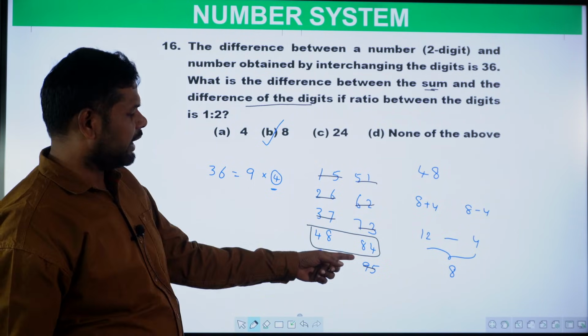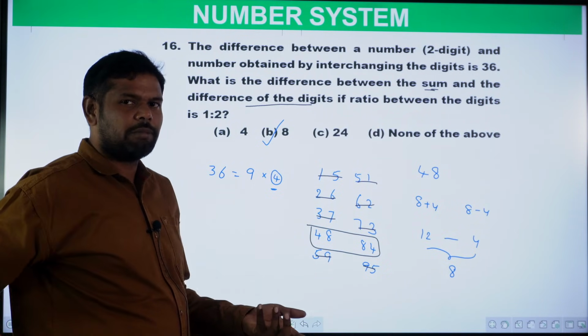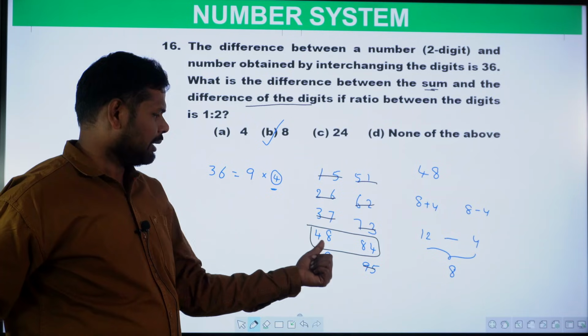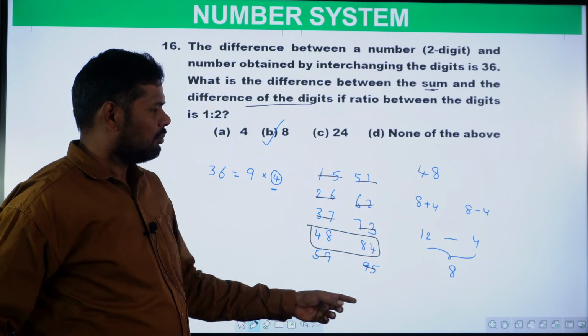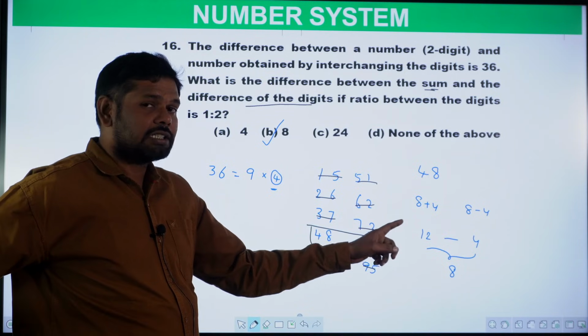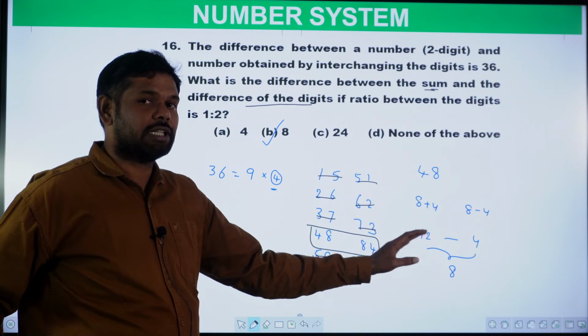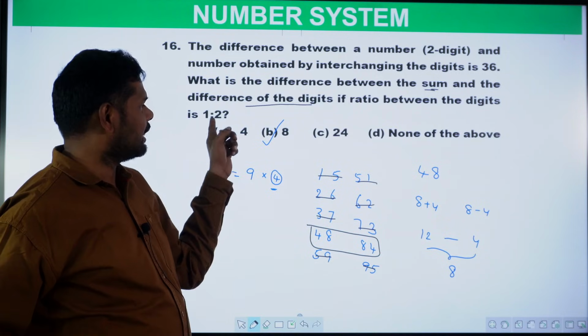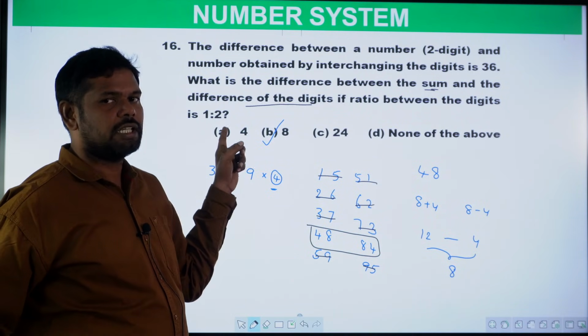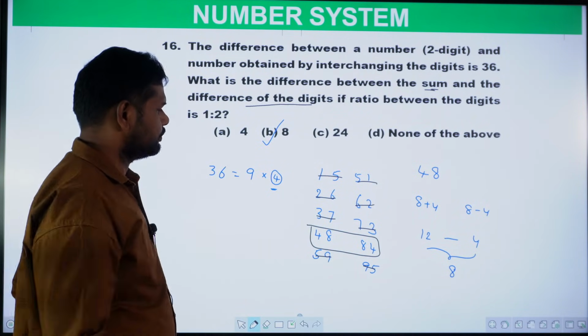If you take 84 also, we get the same. What is that number? We can't say exactly, because both numbers are in the ratio 1:2. But the difference of the sum and the difference of the digits, 12 minus 4, we always get 8 only. Why? Because that condition is there: the two digits are in the ratio 1:2. That's it.